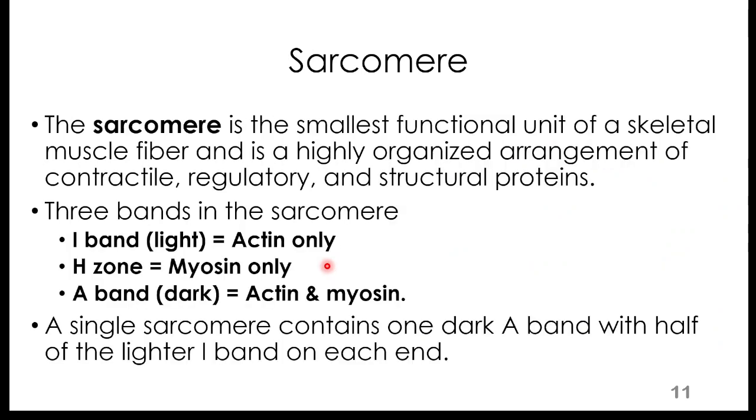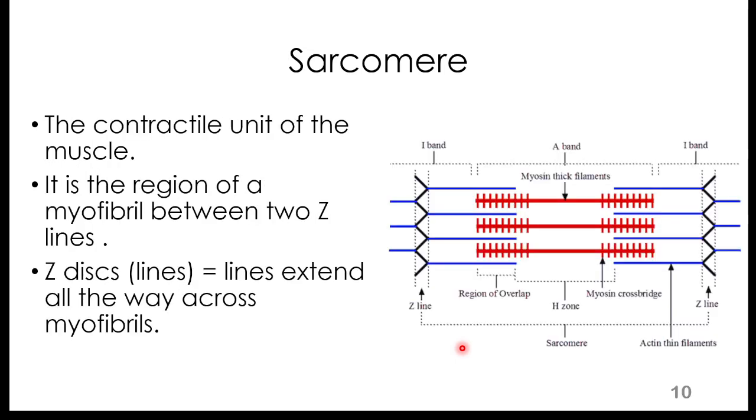So a single sarcomere contains one dark A band with half of the lighter I band on each end. Again, let's go back to the previous slide. So we said a single sarcomere contains one dark A band. Yes, this is the A band, with half of a lighter I band on each end. So this is half of an I band. This is another half of an I band on each end.